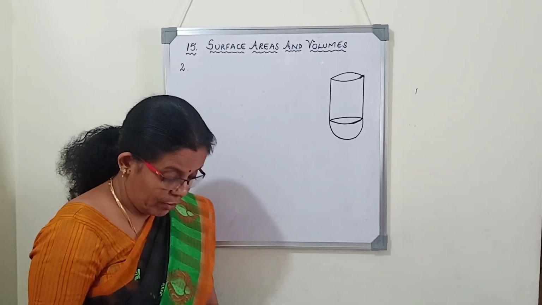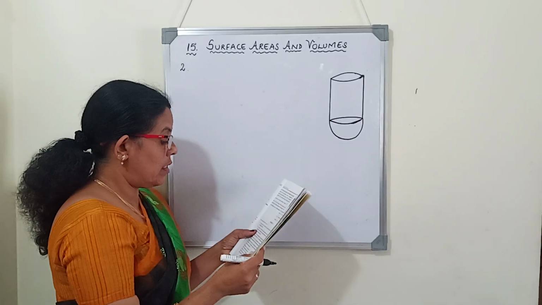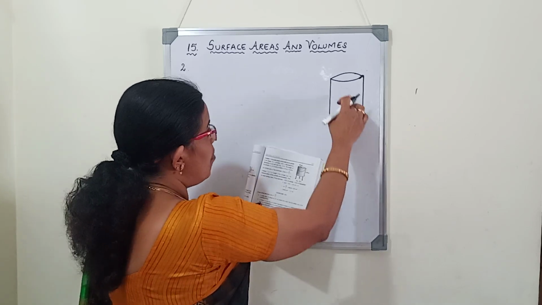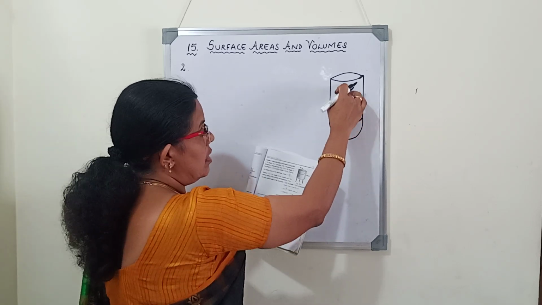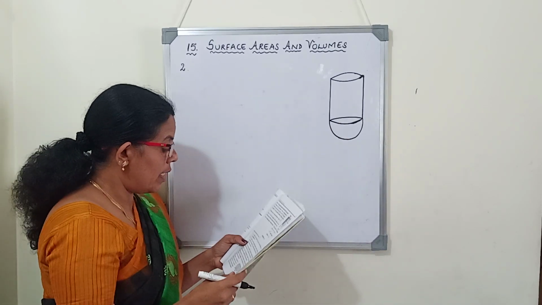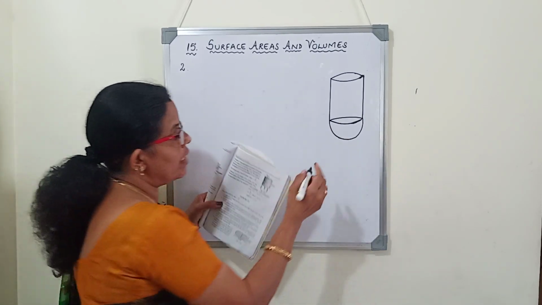So this is the shape of the vessel. A vessel is in the form of a hollow hemisphere mounted by a hollow cylinder. This is the cylindrical part and this is the hemispherical part. The diameter of the hemisphere is 14 cm.